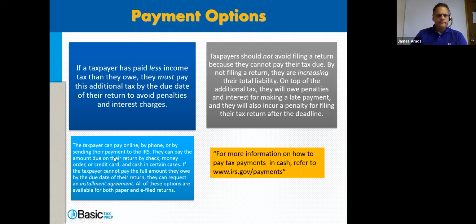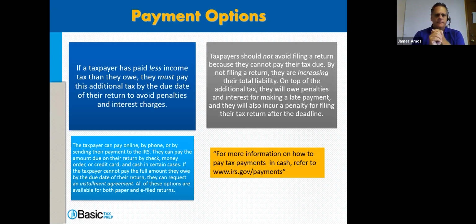Okay. Now, how can the person, if they owe, make payments? Well, one way is they can actually send their payment into the IRS. There's a little payment voucher when you do a return. It says how much you owe. You send that in with a check or money order to the IRS. That's one way to pay it.